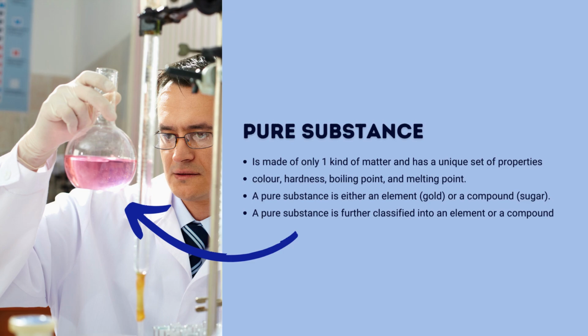These properties can include color, hardness, boiling point, or melting point. Pure substances can be classified into two main categories: elements and compounds. An element is a pure substance that cannot be broken down into simpler substances, such as gold. A compound, on the other hand, is a pure substance made up of two or more elements that are chemically bonded together, such as sugar.